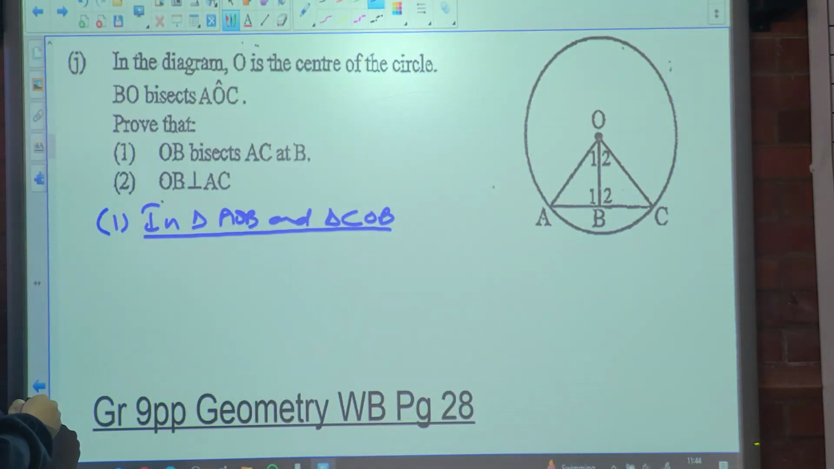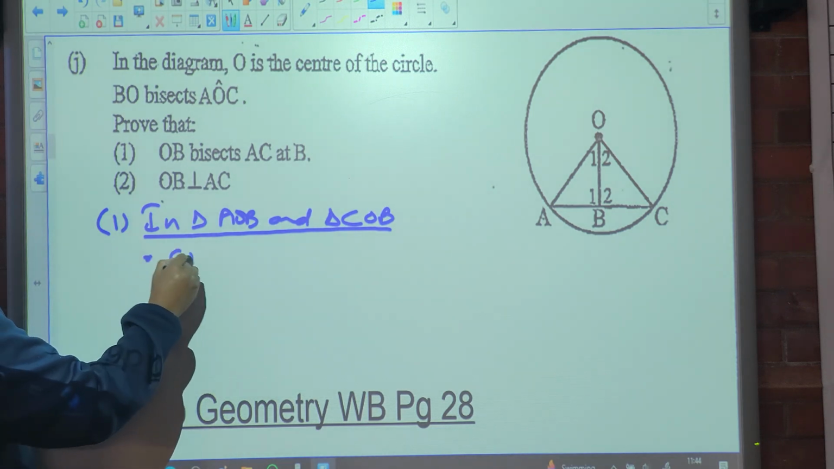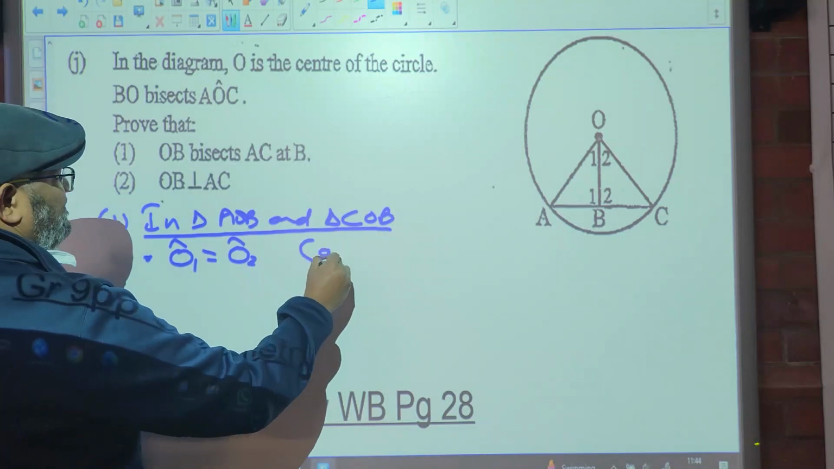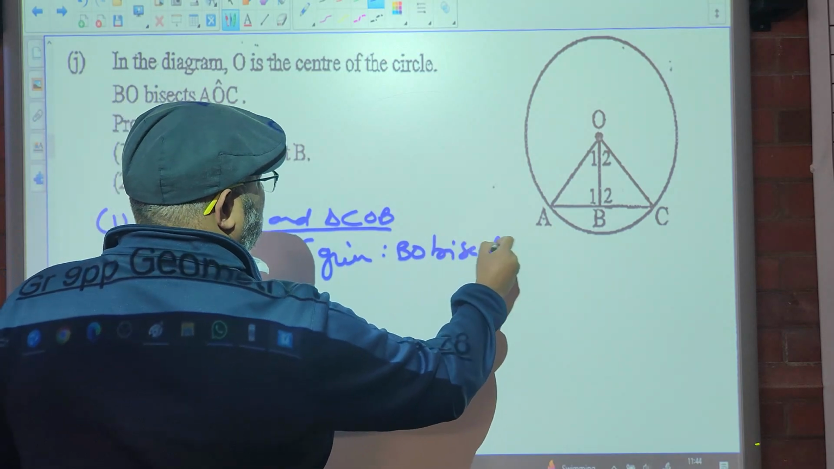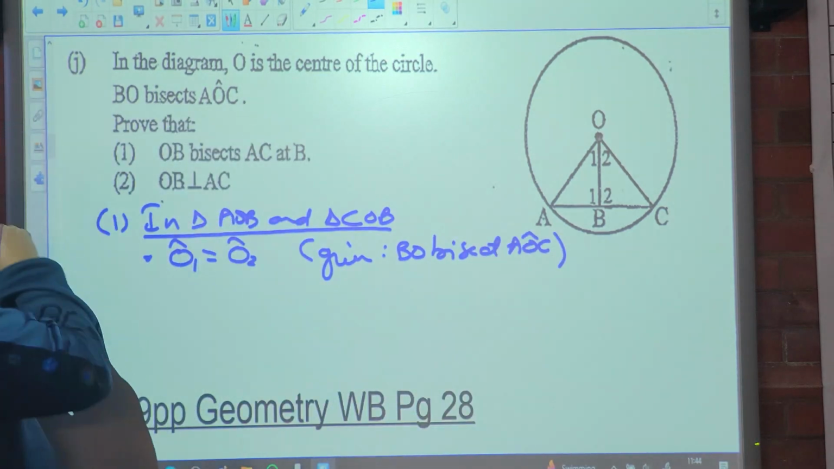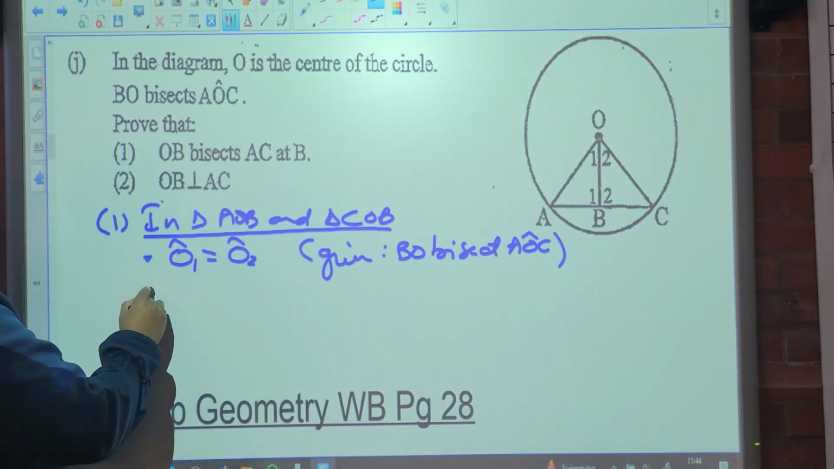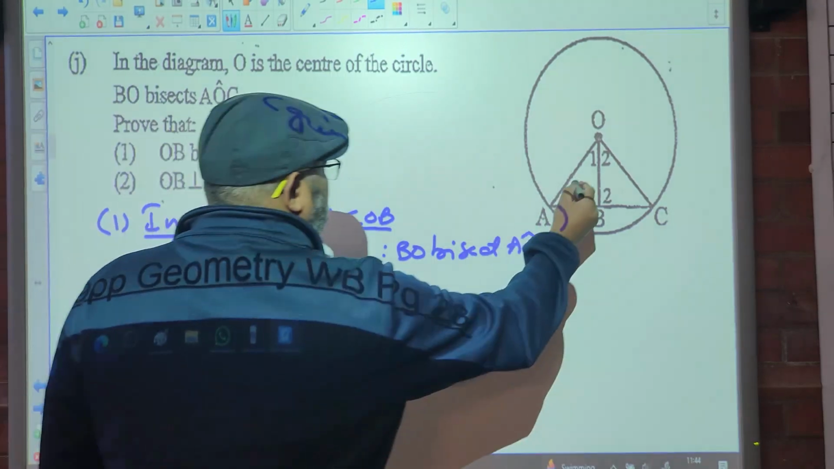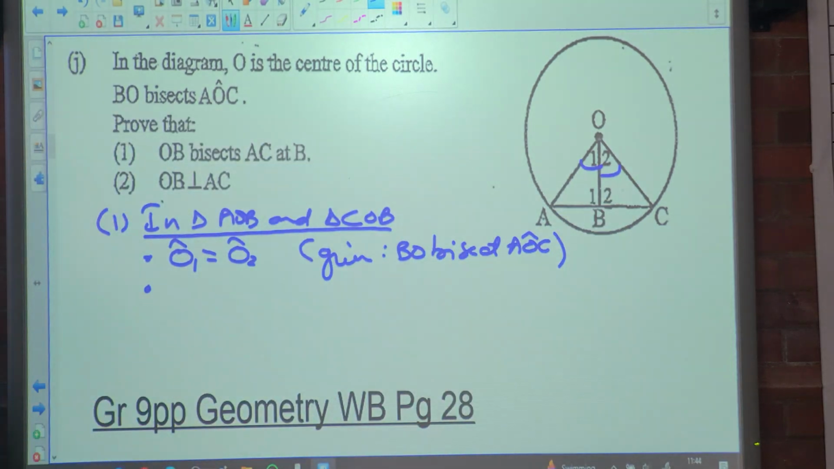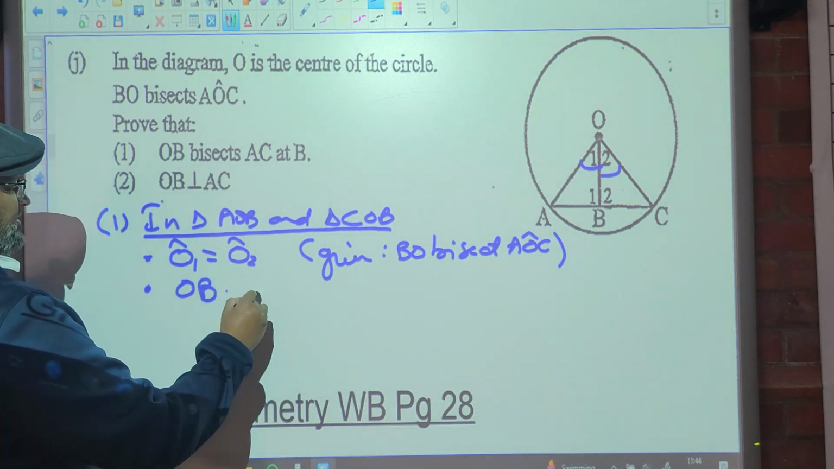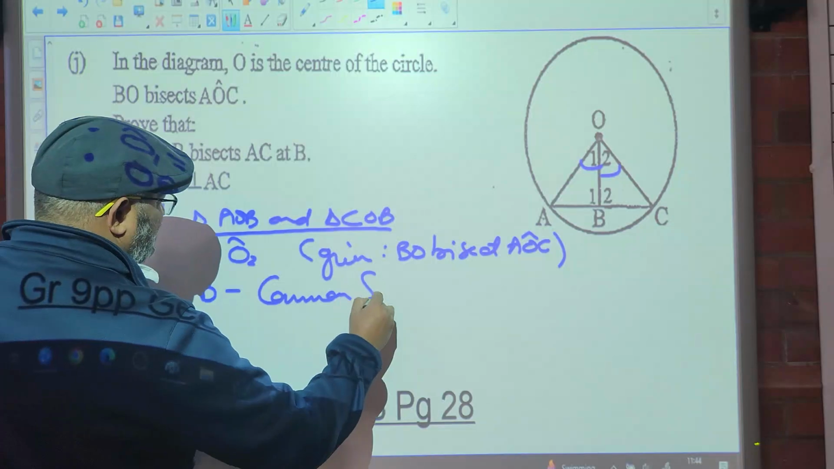What can we say? People, O1 is equal to O2. Why? Given that BO is perpendicular to AOC. Right. So this length is equal to that length, and that angle is equal to that angle. Next. B1 is equal to B2. No, so that's not what you say. Okay. Next, OB, common side. One more.